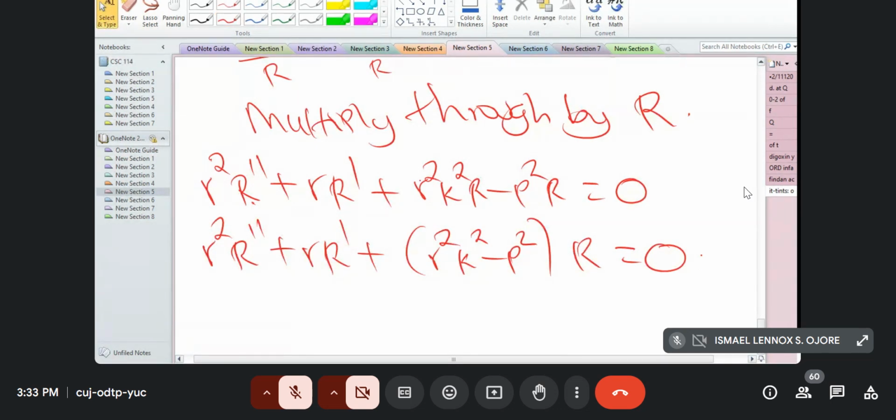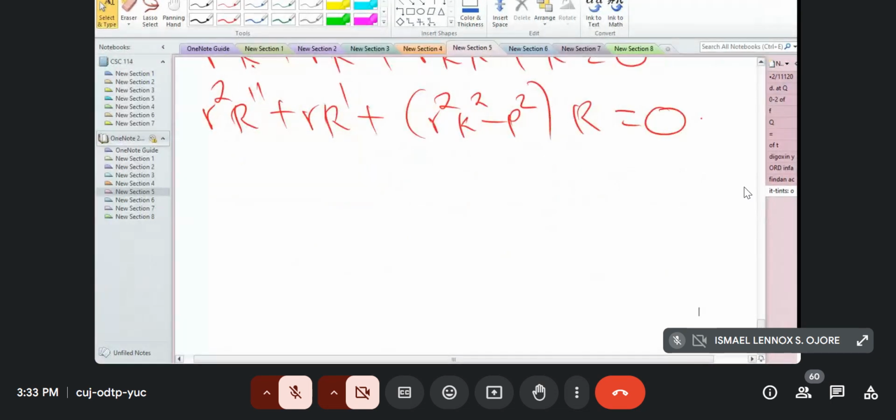So this looks like the Bessel's differential equation, but it's not quite. We have to do some manipulation. The Bessel's differential equation takes the form. Did you guys cover Bessel's differential equation in 3.2?